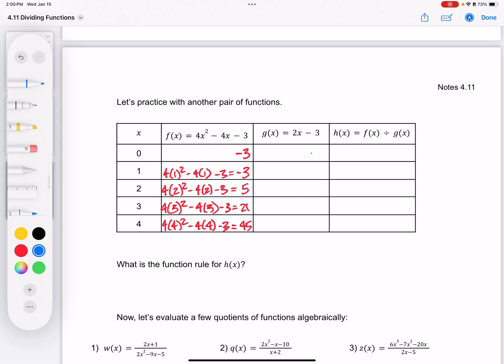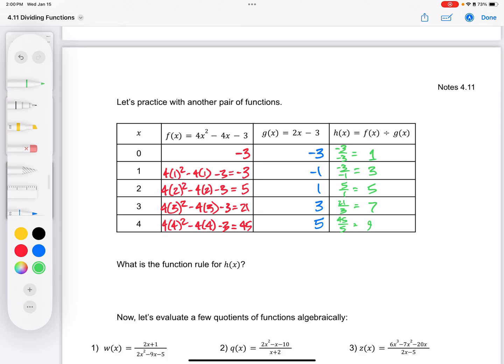2x minus 3, a lot easier to do. Starts out at minus 3. It's going to go up by 2 each time, so minus 1, 1, 3, 5. And now let's do f divided by g. So I'm going to do minus 3 divided by minus 3, which is 1. Minus 3 divided by minus 1, which is 3. 5 divided by 1, which is 5. 21 divided by 3, which is 7. And 45 divided by 5, which is 9. Okay? What is the function rule for h of x?